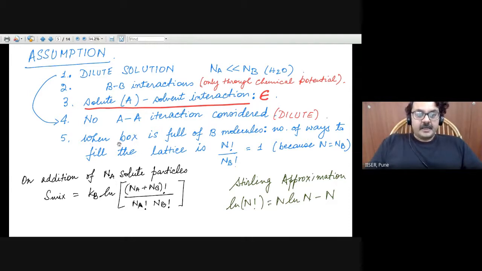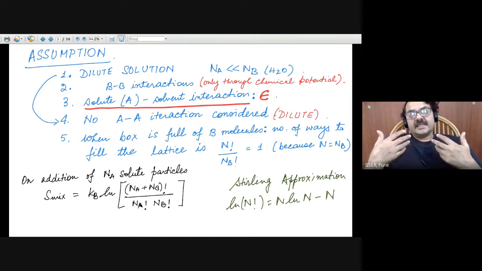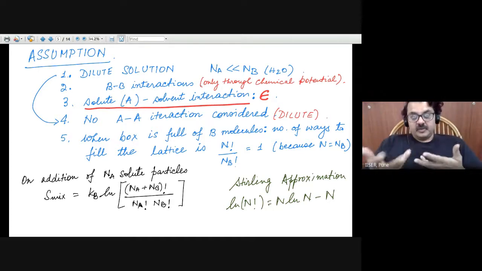And you say that when the box is full of B molecules, the number of ways to fill the lattice is n factorial by nb factorial, which is equal to 1, because n equals nb when the box has only B molecules, no solute particles, right? But on addition of Na solute particles in a lattice which has n sites, you can now arrange it in many more different ways, much more than one.